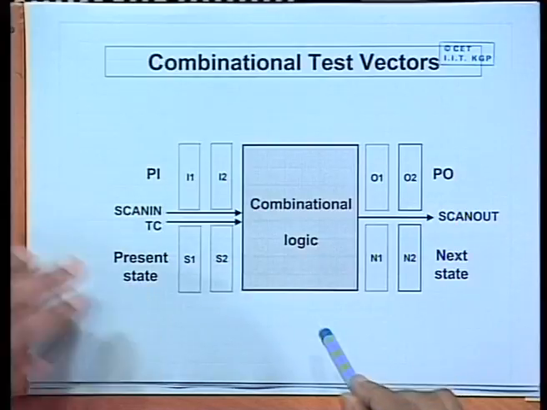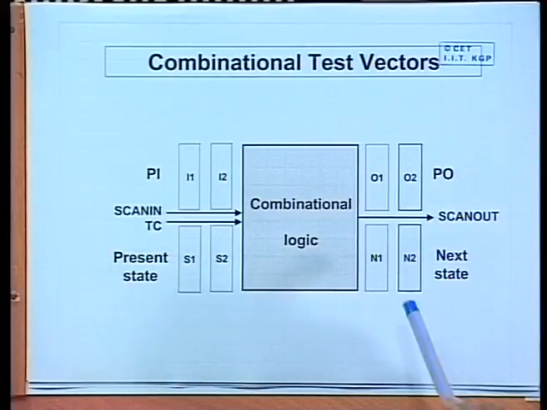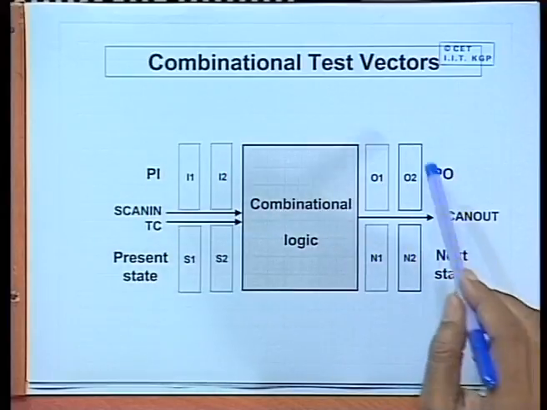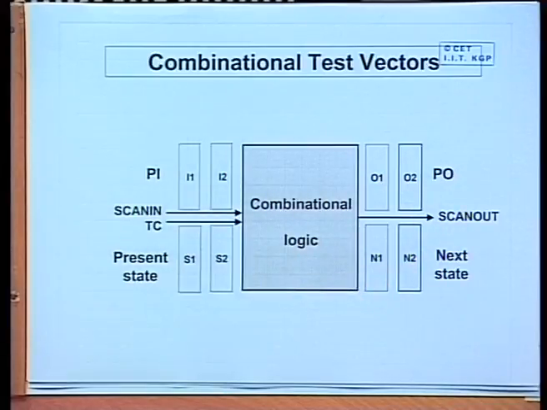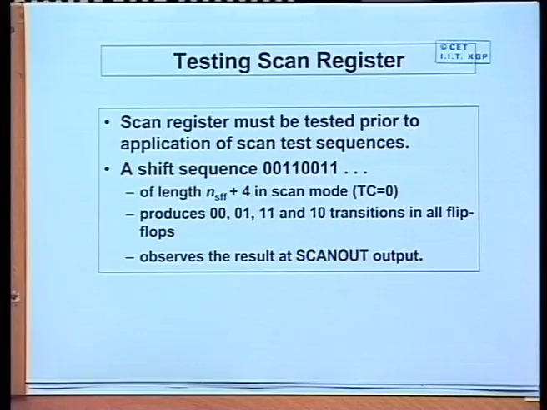So, now let us try to estimate how many clock pulses we would need for doing this whole testing. Okay. Well, now I told you earlier that before we actually start testing the circuit with the combinational test patterns, you will have to test the shift register. Okay. So, first let us see how we can test the shift register, because shift register testing is very important, because unless you are sure that the shift register is working correctly, you cannot really start testing the combination logic. So, there are standard ways of testing a shift register.